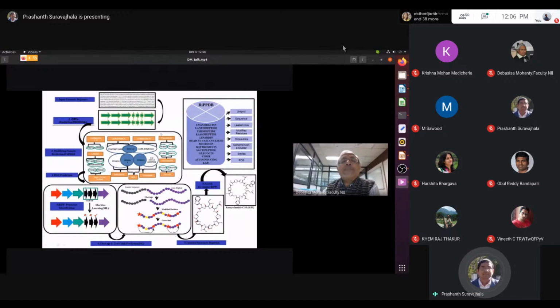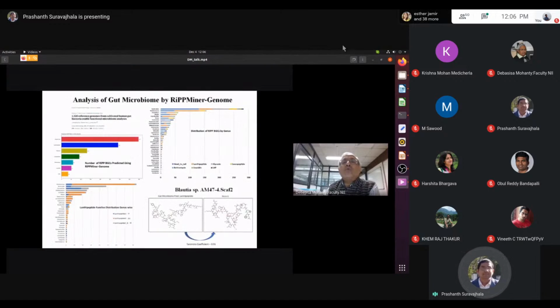I will skip this, and what I will try to do now is apply this to a data set of 15-20 complete genome sequences from the gut microbiome. In each of them we could find different classes of lanthipeptides, glycocins, lasso peptides, like how many different types of RiPPs are there. For some of these RiPPs, we could predict the cross-linked chemical structure and compare it with the known structure.